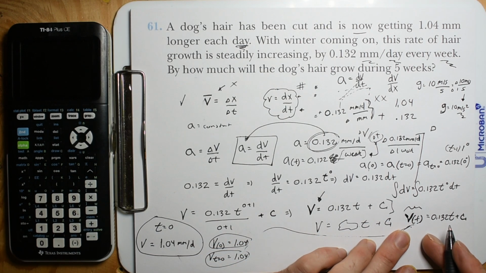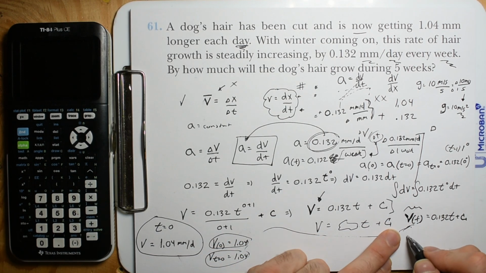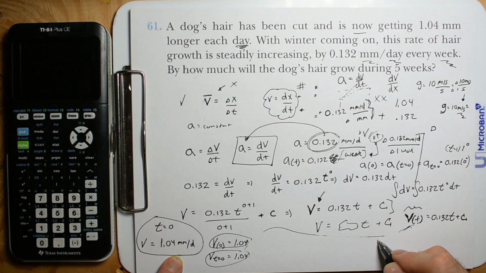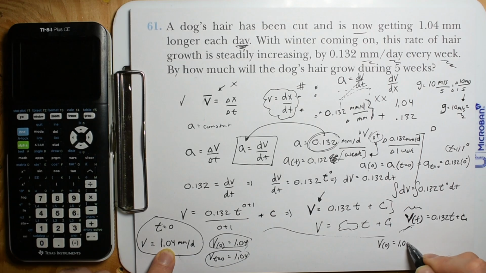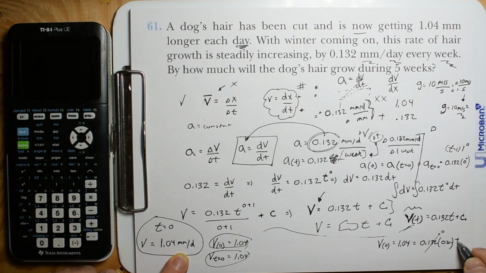And heck yeah. So we're going to have velocity at 0 seconds is going to be 1.04, and that's going to equal, so this side is going to be 0.132 at 0 seconds. So this whole term is 0 plus a constant. So we have to make this equation work. So 1.04 is 0 plus c. So c has to be, our constant has to be 1.04.